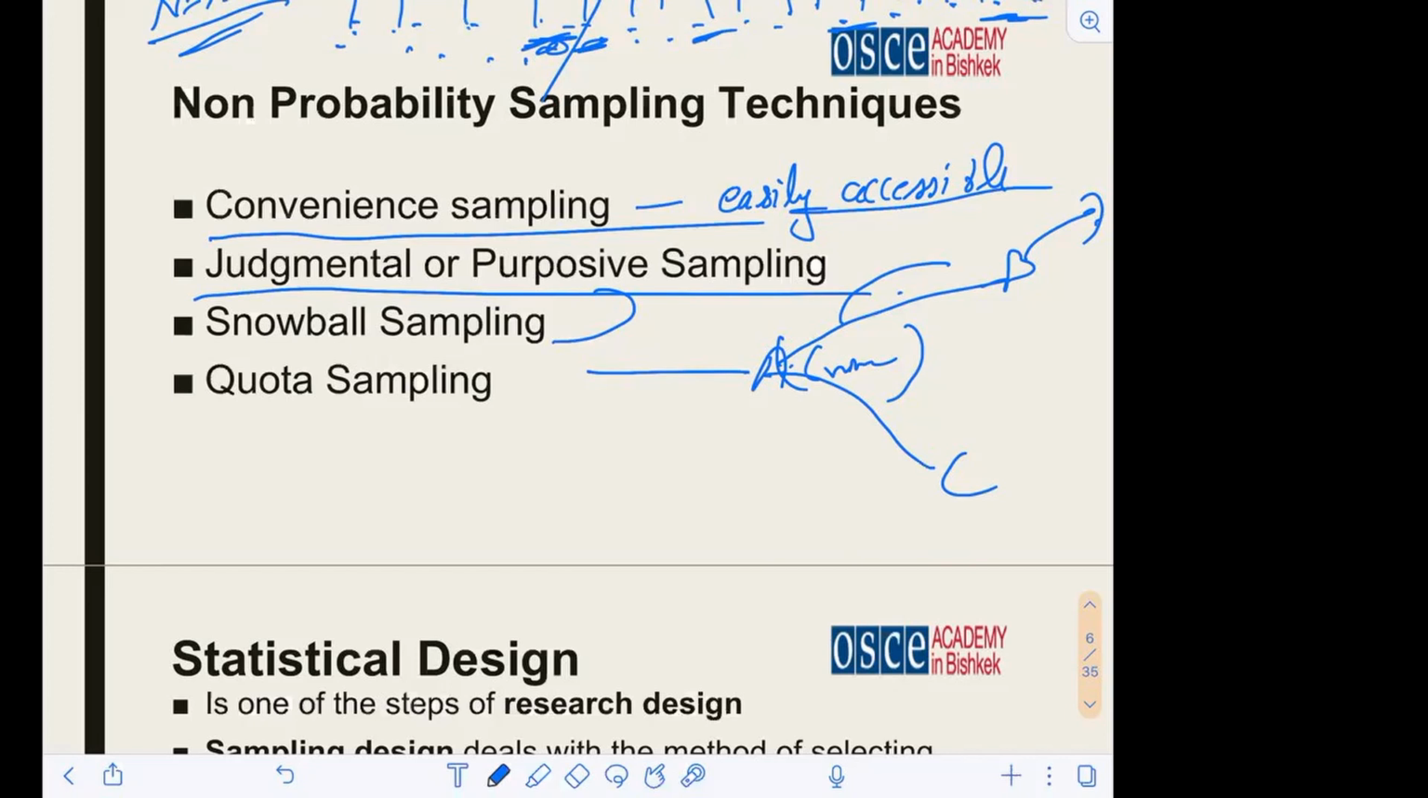Okay, quota sampling. Quota sampling is where you create the conditions. For example, as I mentioned, you are looking for a criminal, but this criminal should not be a murderer, for example, or should not be a thief. He should have been involved in different criminal acts. So this is where you create the conditions, I would say.